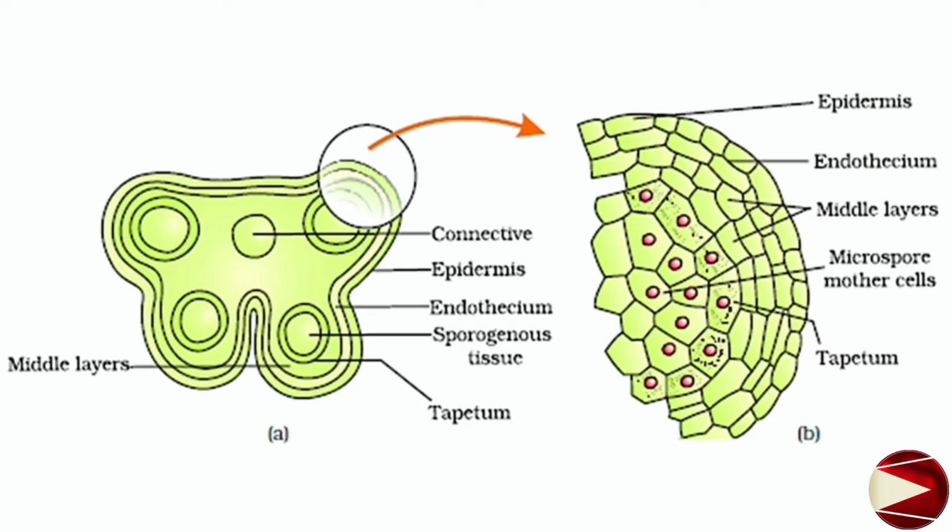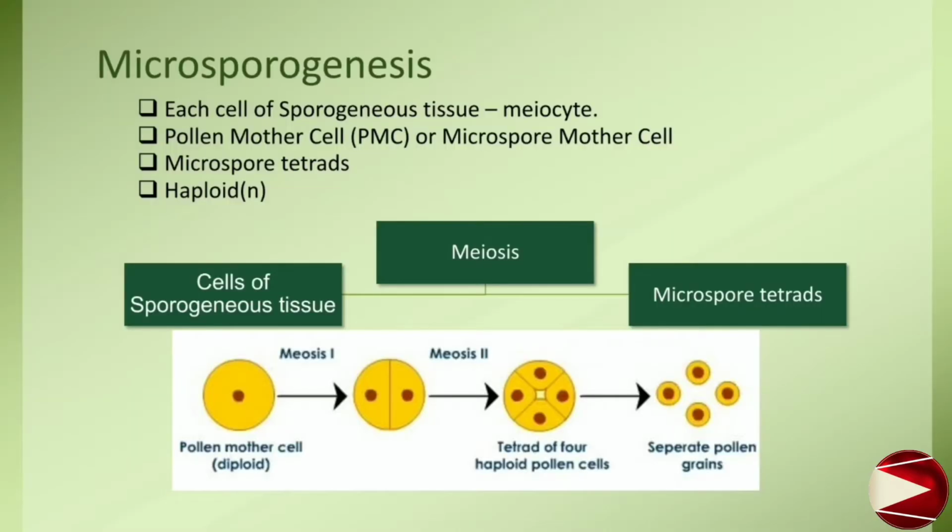The innermost wall layer is called tapetum, possessing dense cytoplasm and generally more than 1 nucleus, as the cells are undergoing cell division continuously. When the anther is immature, a group of homogeneous cells is present inside the layer of tapetum, called sporogenous tissue, which is present at the center of the microsporangium. Each cell of sporogenous tissue is a meiocyte forming microspore tetrad. So each of these cells is called pollen mother cell, PMC, or microspore mother cell.